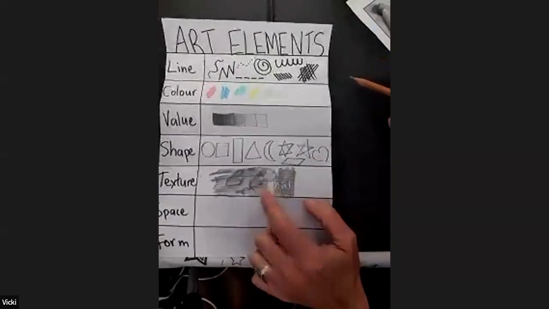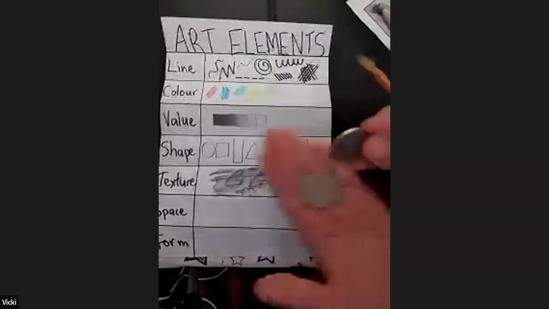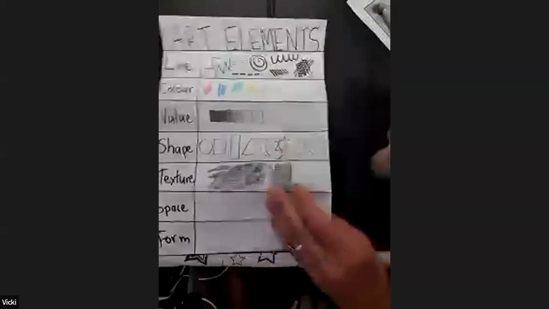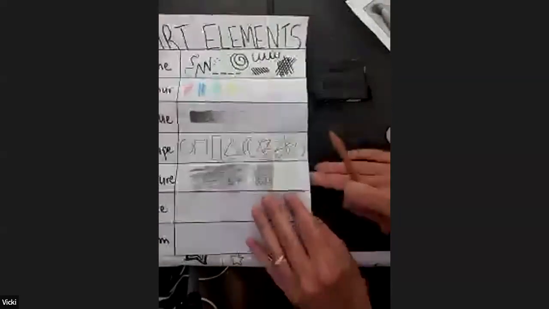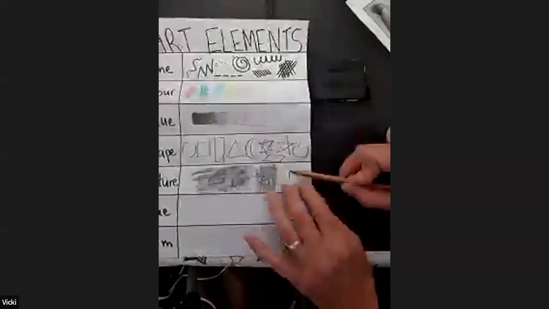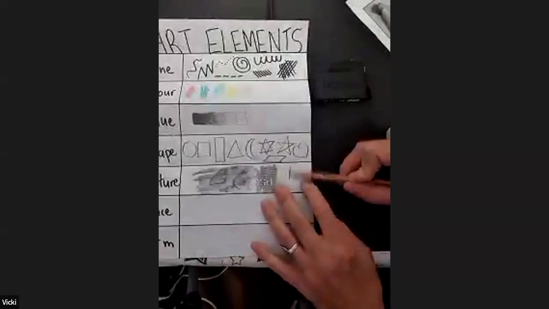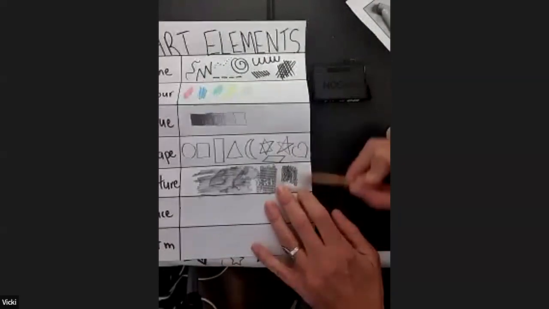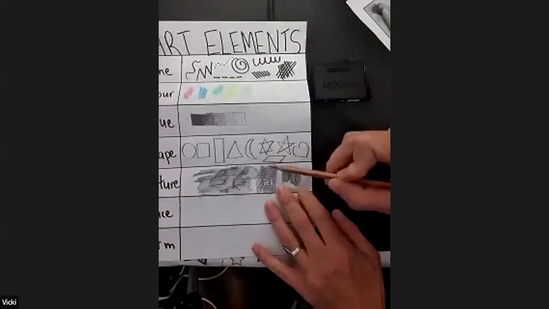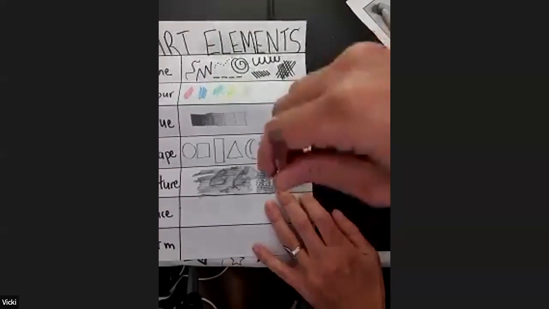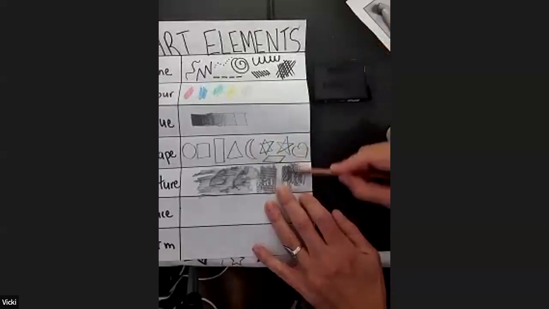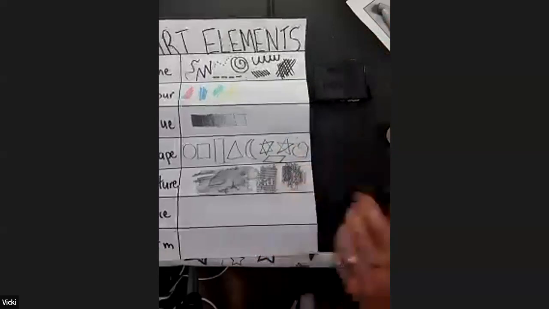And we create texture. And look at some of my money. Can you see my coins? I'm going to put some coins under here, and then I'm going to see what comes up when I rub it. Now, make sure when you're doing this rubbing technique, you have your pencil on the side. Can you see my pencil? It's not up like this, right? And there's the texture.